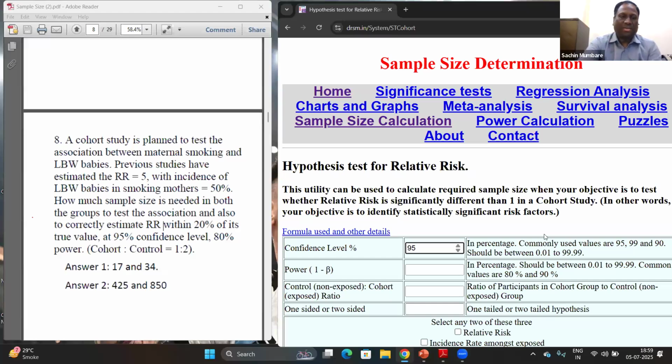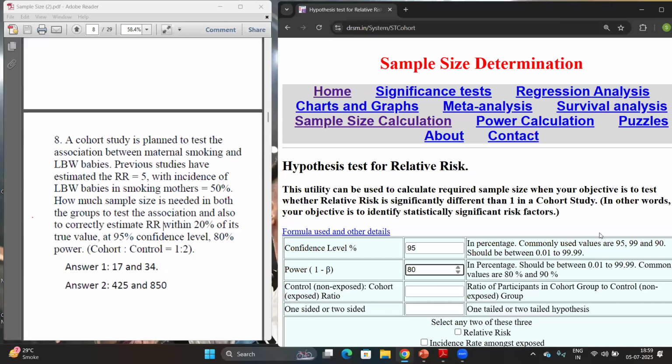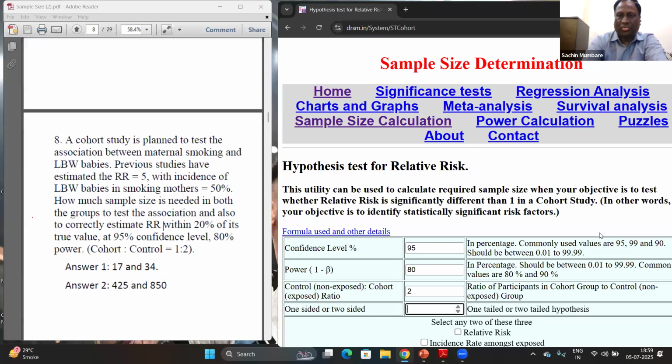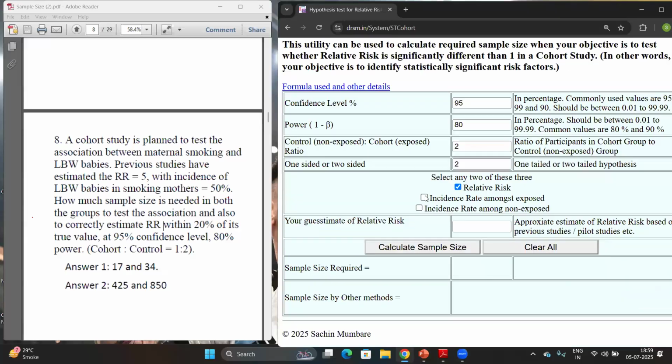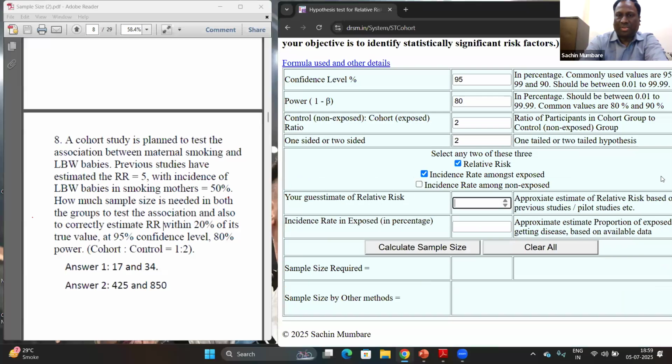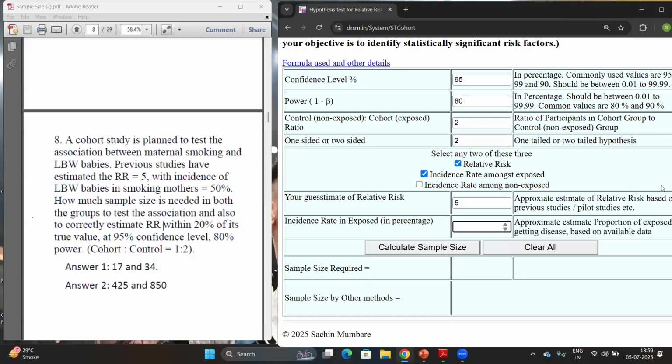Confidence level is how much? 95. Power is 80. The ratio is 2. Two-sided. And what is given? Relative risk 2, and incidence rate among exposed is 5. Then 50.